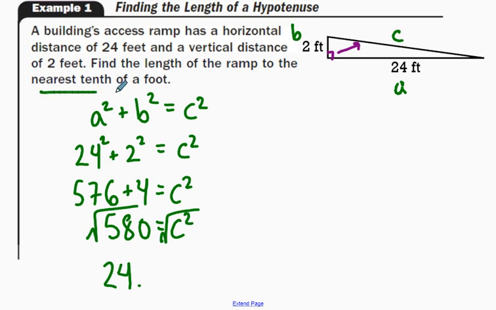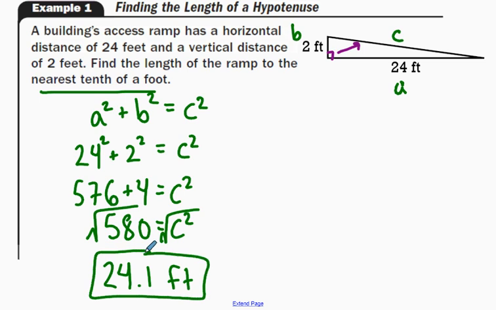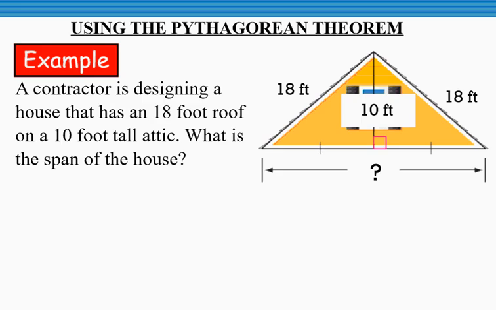24.08. It says round to the nearest tenth, so I get 24.1 feet. So that is how long the ramp would need to be. So there's example 1, solving for the hypotenuse. Example 2, again, a construction example, because that's a lot of the time where it gets used.